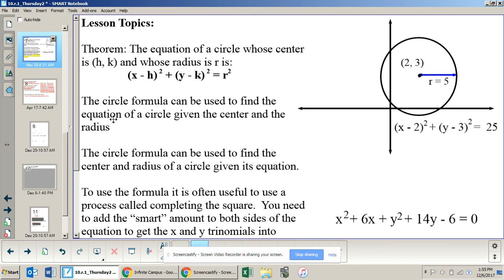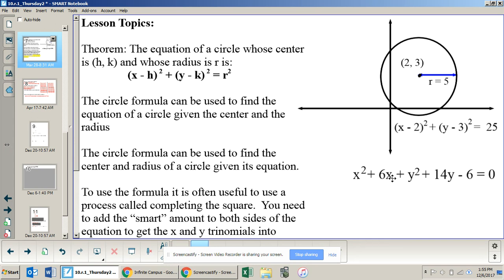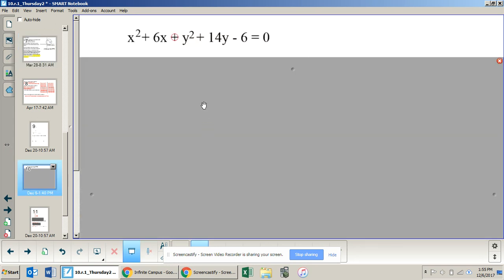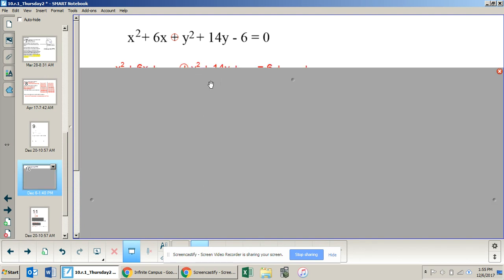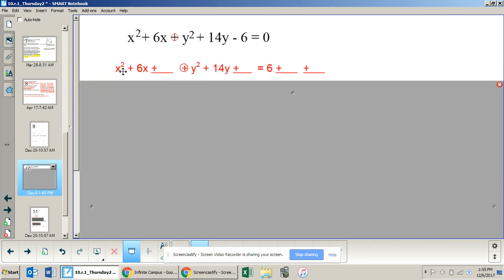Let's take a look at the example that we saw earlier, something like this. We want to find out where the center and radius is for an equation just like this. So here's the problem. First thing we want to do is separate the x's and the y's in such a way that we have x squared plus 6x plus some number equals y squared plus 14y plus some number. We're moving this negative 6 to the other side. And whatever we fill in here has to be filled in on the other side as well in order to keep our equation balanced.